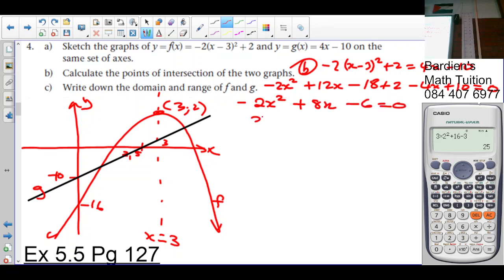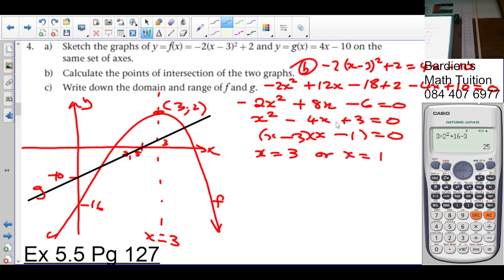Okay, divided by negative 2. So I get x squared minus 4x plus 3 equals 0. That gives me two solutions: x is equal to 3 or x equal to 1. Have I answered the question? No. We need the points, so the coordinates. The corresponding y value by substituting that back.